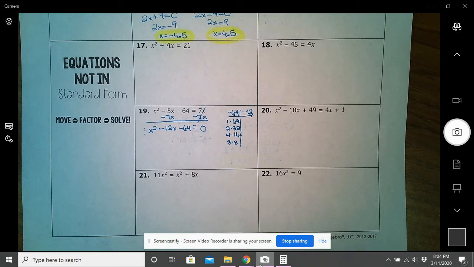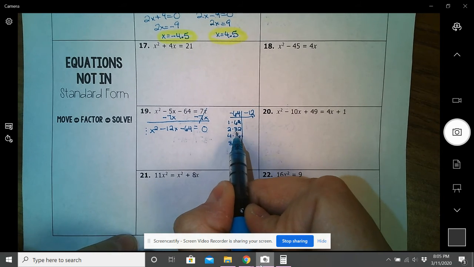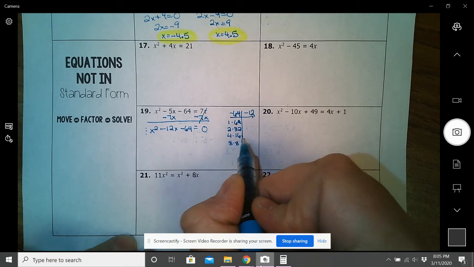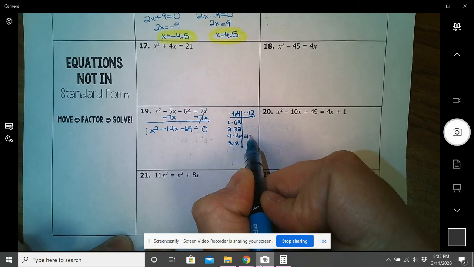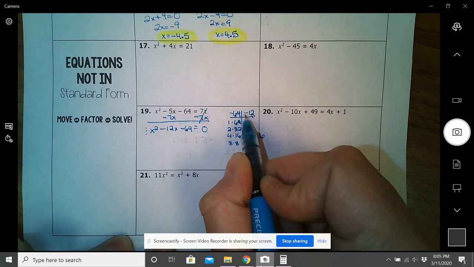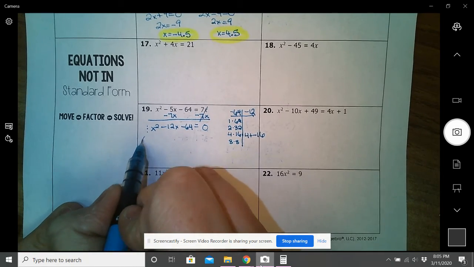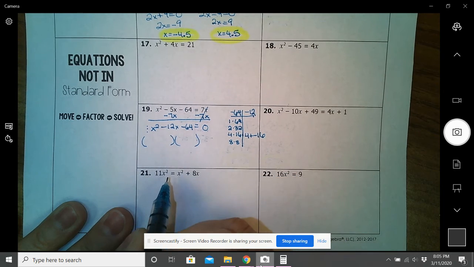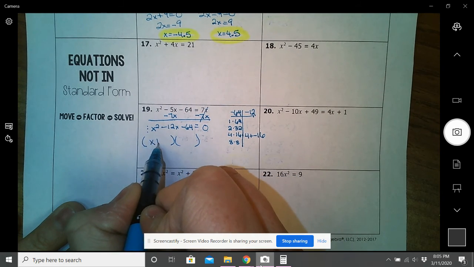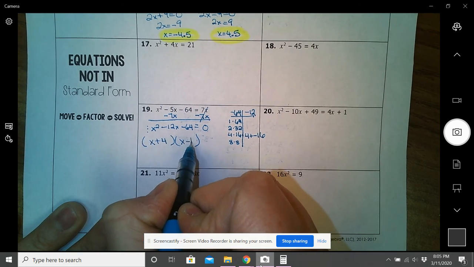Which one of these terms are going to give us a negative 12 as the sum? So play around with some negatives here. It's going to be the 4 and 16. If the 16 was negative, the sum would come out as a negative 12. This is a shortcut problem, so I've got my two factors here as x plus 4 and x minus 16.